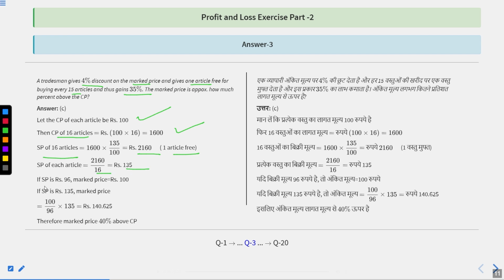Now, if the mark price is 100, the SP is 96, why? It gives a discount of 4%, so if my mark price is 100, our SP will be 96. Clear? So if SP is 135, what will be the mark price? When we calculate it, 100 upon 96 multiplied by 135, which becomes 140.62. So we can say that it is approximately 40% above the CP. Clear? Next one.